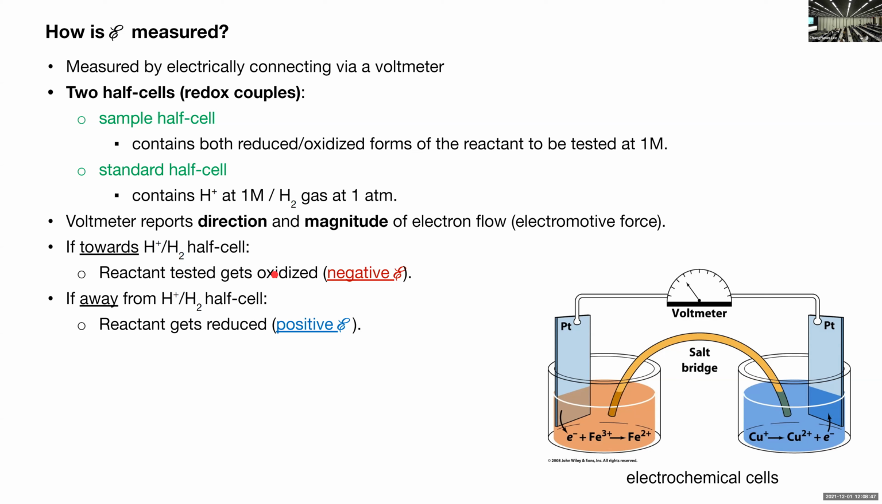And being oxidized means that you're going to have a negative E reduction potential. And if the electron moves away from the standard towards your reactants, that means your reactants are gaining the electron, and that means they get reduced, and that means it has a positive E value. Okay?